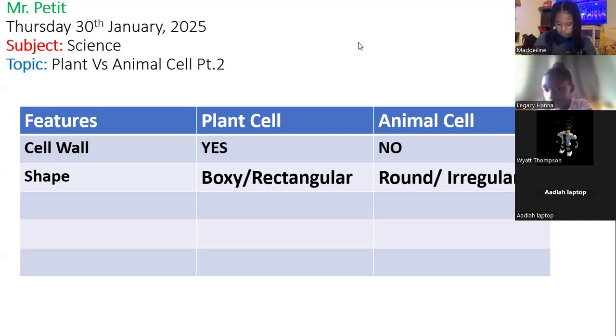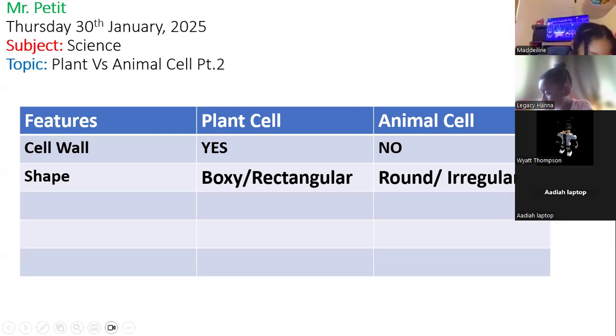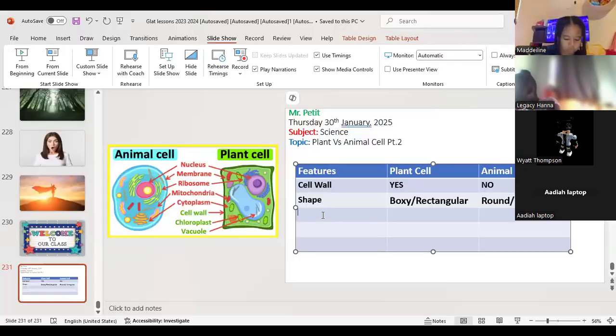Now how would you describe the shape of an animal cell? Round and irregular. Round and irregular. Does that make sense to you? Yes, sir. Good. Now let's move on to another one.